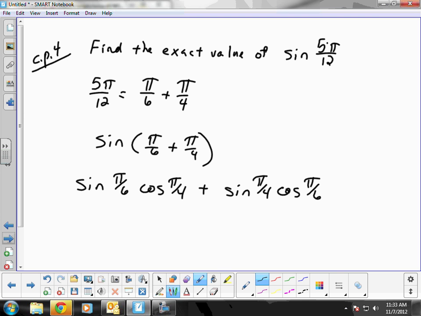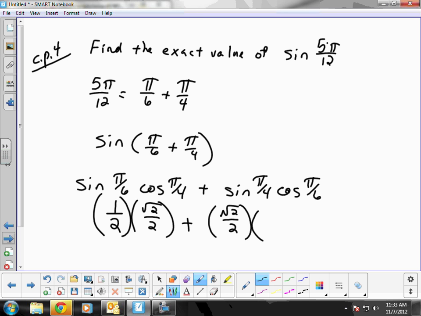If you need it in degrees, then pi over 6 is 30, right? And pi over 4 is 45. So you've all got these memorized. I know you do. The sine of 30 is 1/2. And the cosine of 45 degrees is the square root of 2 over 2. The sine is also the square root of 2 over 2. And the cosine of 30 degrees is the square root of 3 over 2. We just did that a little bit ago.